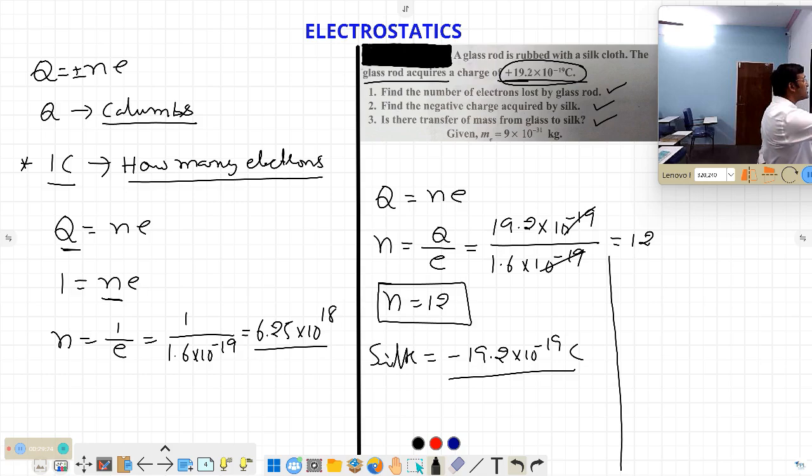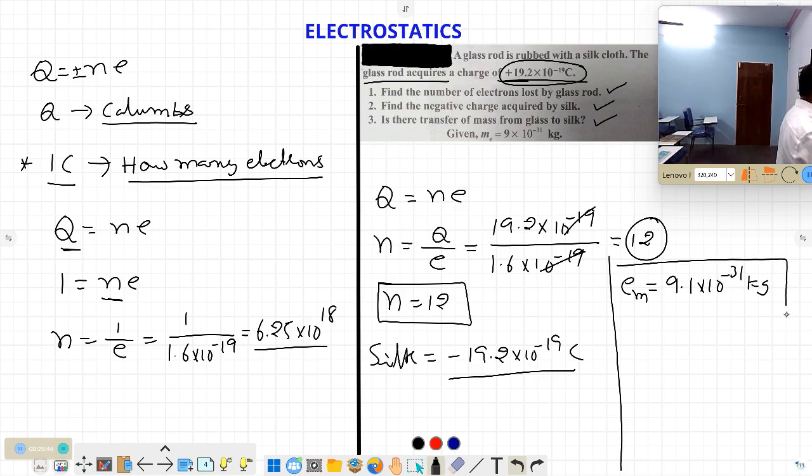Next, the last question: is there any transfer of mass from glass to silk? If there is a transfer of electrons taking place, then according to the concept, electrons have mass. What is the mass of the electron? The mass of the electron is 9.1 into 10 power minus 31 kg. So whenever electrons are transferred from one body to the other, a mass transfer takes place, but that mass is very, very small compared to the mass of the body, so generally we don't discuss it. But as per the charge concept, when electrons are transferred, mass also changes. The body that gains more electrons has more mass, and with fewer electrons, less mass.